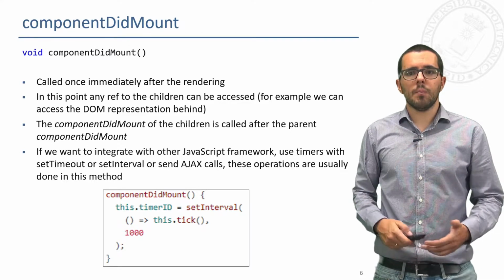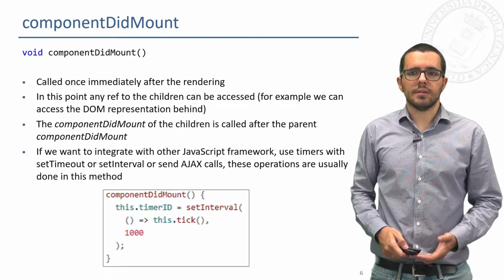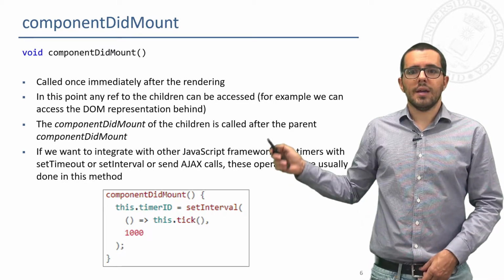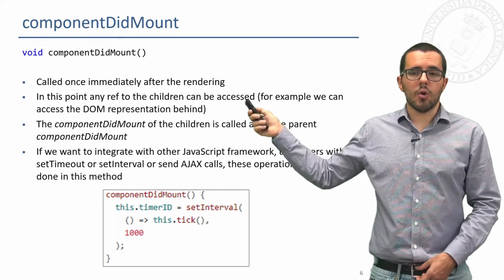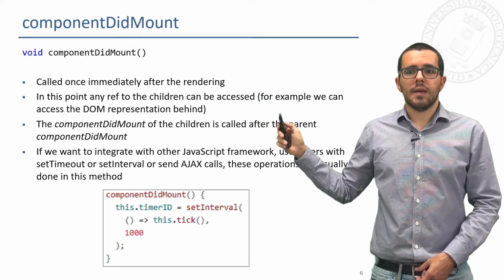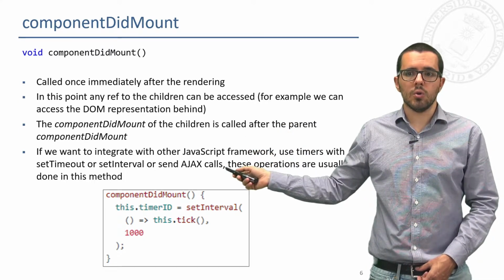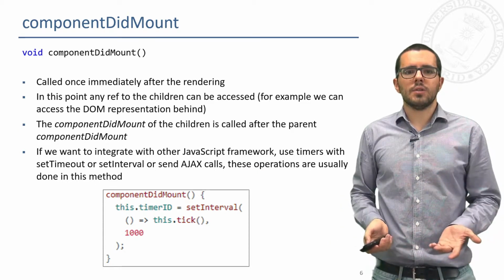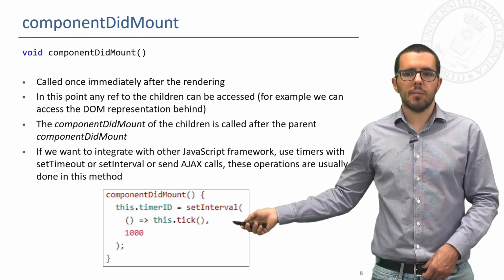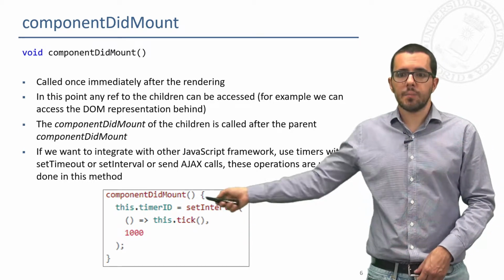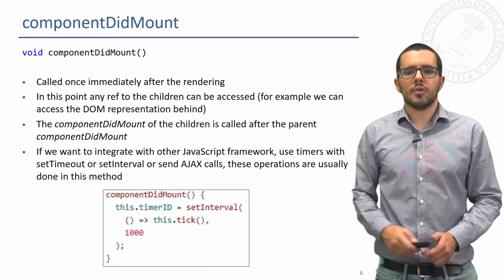componentDidMount. This is a method that is called immediately after the rendering, okay? So in this moment, we can access the DOM, the children, create a setTimeout or setInterval, Ajax calls, or any operation that we want to do with our application. This is a very typical example with a setInterval, and we can keep as a property the timer ID that this setInterval returns.